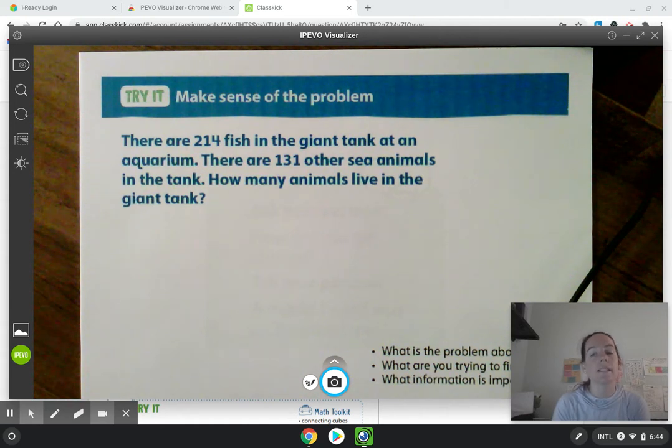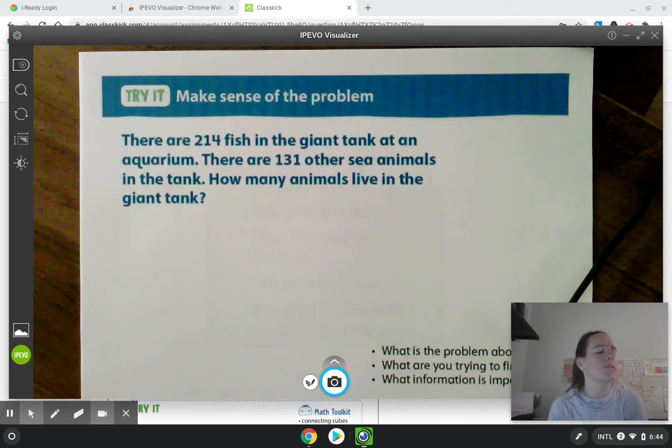Mathematicians, what is this problem about? Can you say it aloud? If you said this problem is about fish tanks, you said this problem is about sea animals and the aquarium and asking how many animals live in the giant tank, any of those ideas are correct. Good job. Let's read it again and let's think, what are we trying to find?